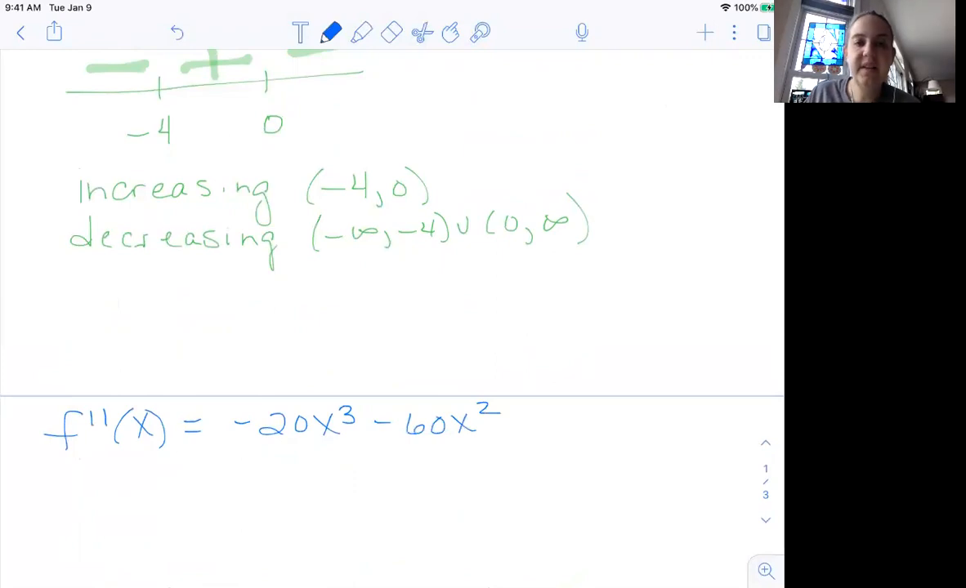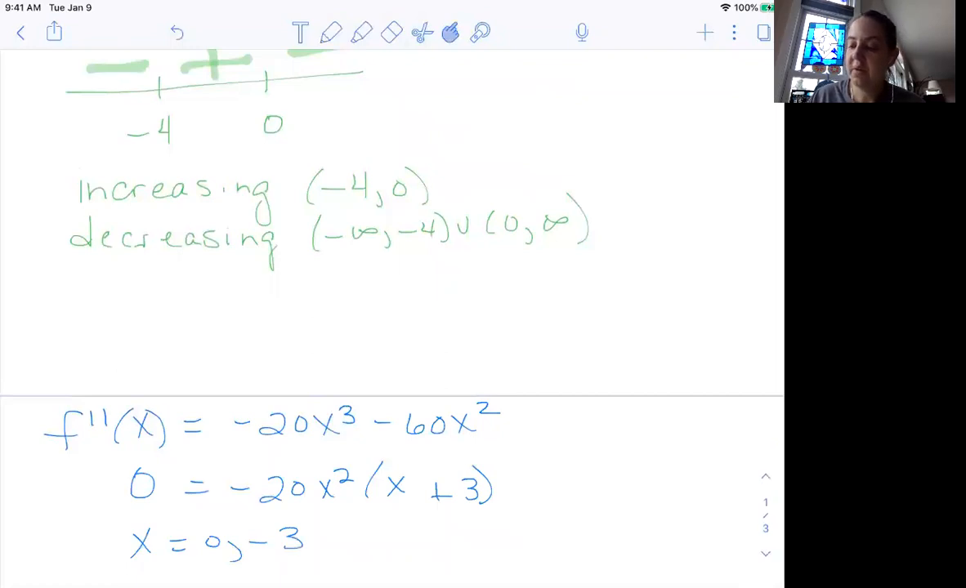So the process looks very similar to the process in the first derivative, but now we're just using the second derivative. So we have the second derivative, set it equal to 0. I'm going to factor out a negative 20x squared. And if I do that, I've got x plus 3. My solutions for x are going to be 0 and negative 3.